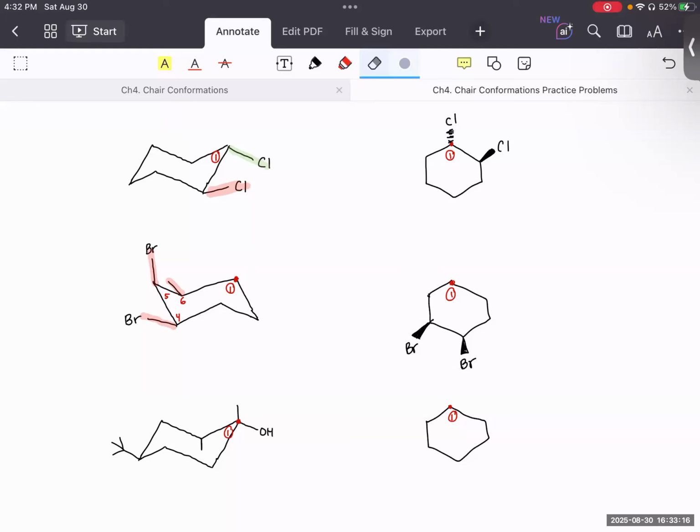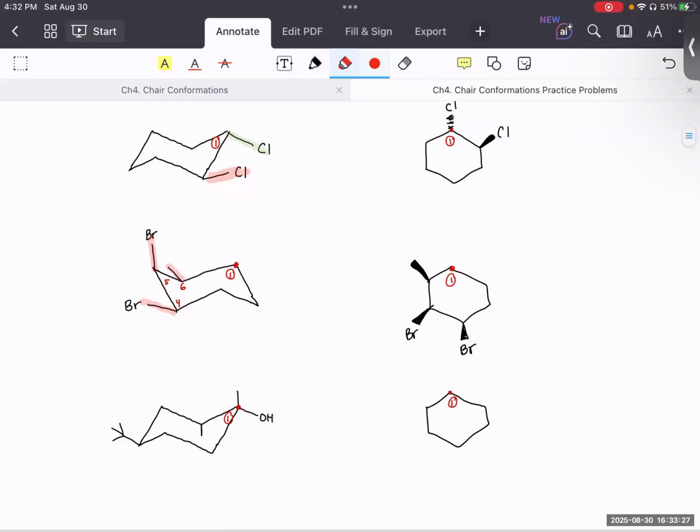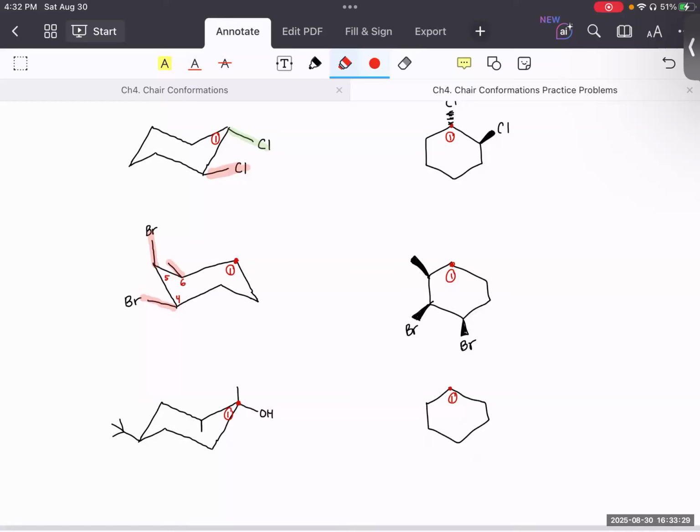And again, just as a reminder, we're not looking at whether it's axial or equatorial. We're just looking to see if the line is tilted slightly up at all. All right, next one, we can take a look here. So we have this group is tilted up, and then this tert-butyl group is tilted up here. And so we can draw in that methyl group on carbon 1, and then that tert-butyl on carbon 4.